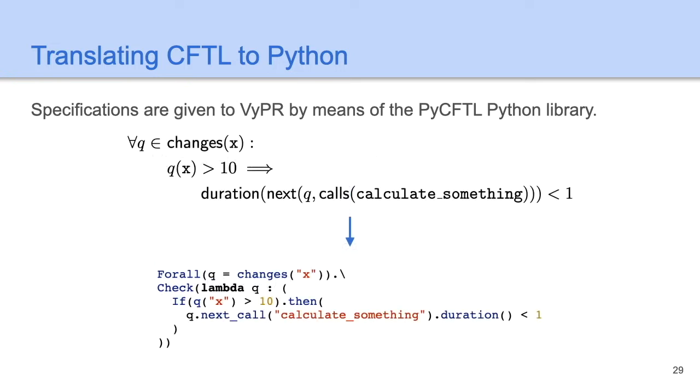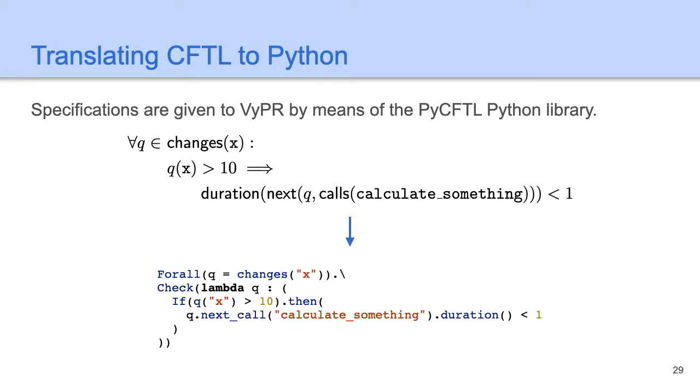As another example, we take the CFTL formula that we saw before with implication and show how in PyCFTL we can use the if-then syntax to encode our implication. We then treat the variable q as a state because it's a concrete state, and first refer to the value that it gives to a variable x and ask if this is greater than 10, and then we also refer to the next function call along by using the next call method defined on it.